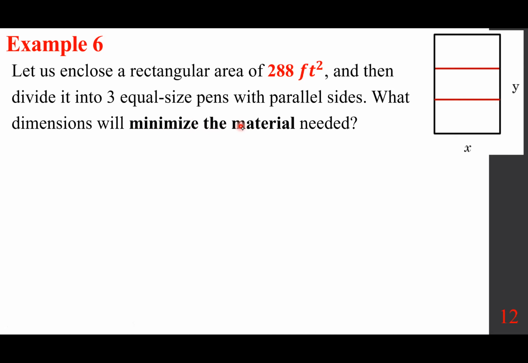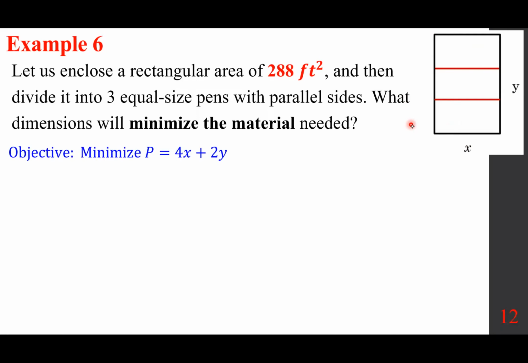Well, this is x. So we have 1, 2, 3, 4 of them. This is y. We need 2 of them. So we want to minimize the perimeter, if you will, which is 4x plus 2y. So again, this is x. We have 1, 2, 3, 4 of them. This is y. We have 2 of them. And it's subject to a constraint.